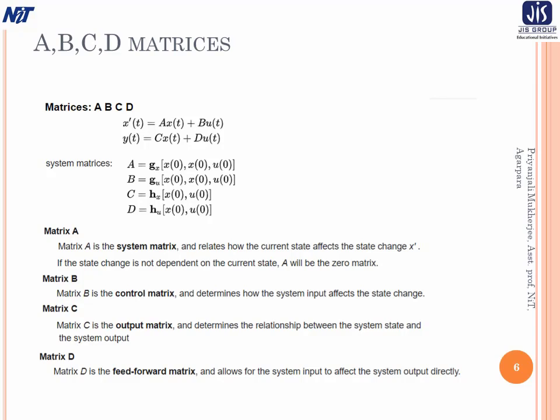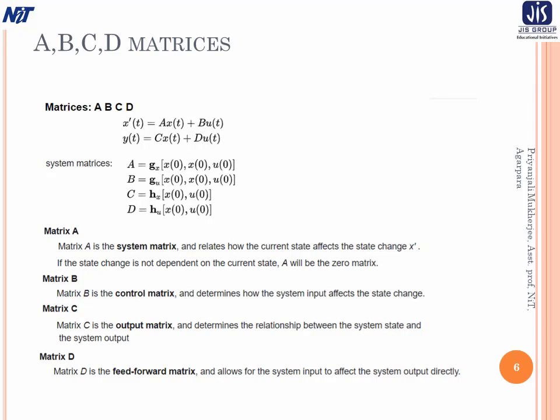Next is the C matrix. The C matrix is known as the output coupling matrix or the output matrix, and it determines the relationship between the system state and the system output. And the final one is the matrix D, known as the input output coupling matrix or the feed forward matrix. It allows the system input to affect the system output directly.